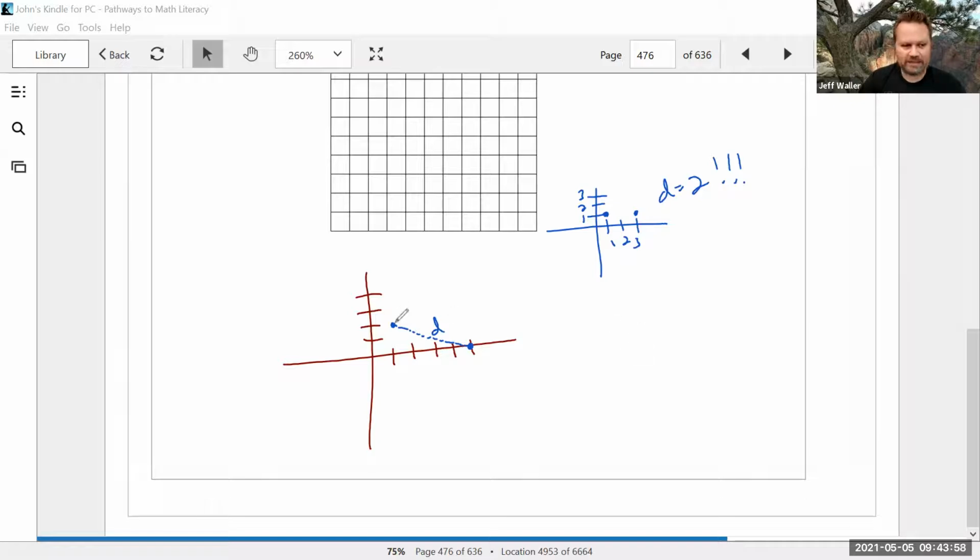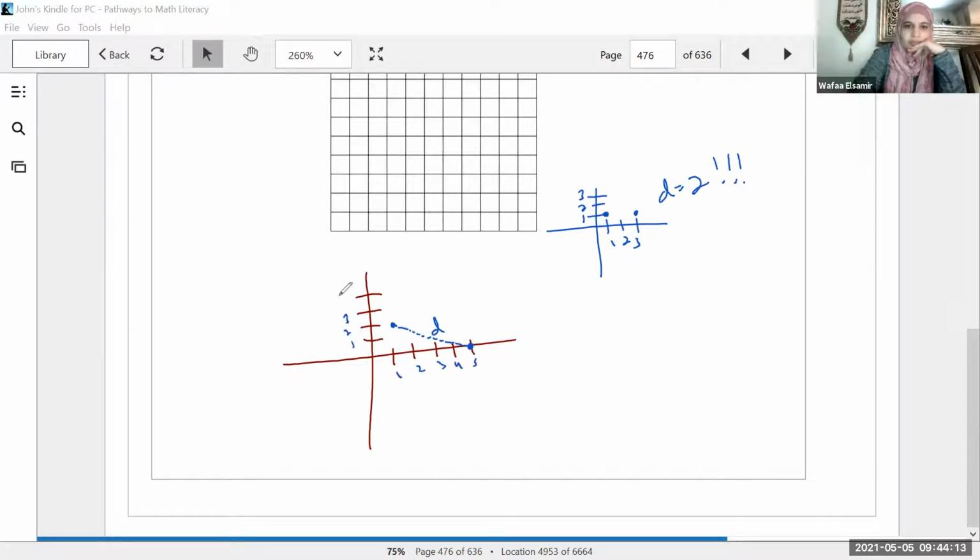I can't just tell how far apart these are because they're diagonal. They're at some angle from each other. Oh my God. Can anyone see a right triangle here? Yes. I like it. So there's a right triangle here, right?